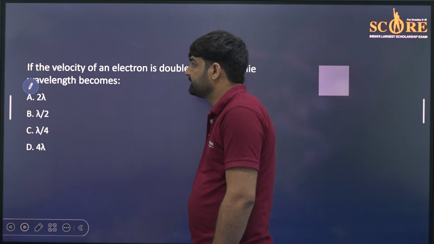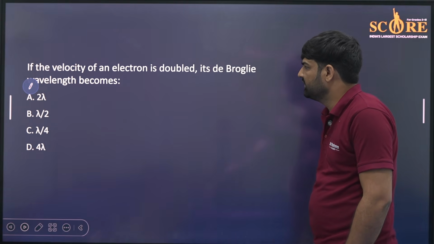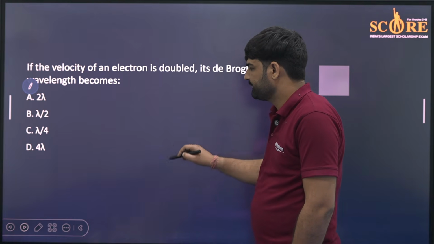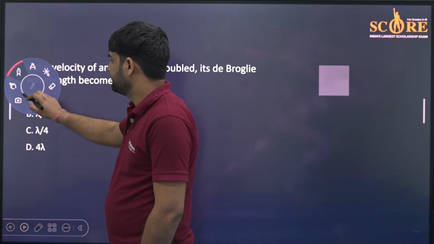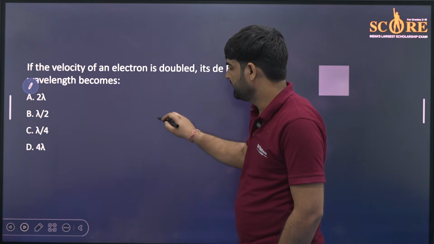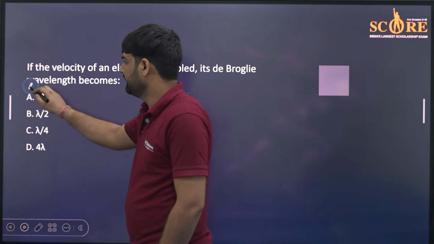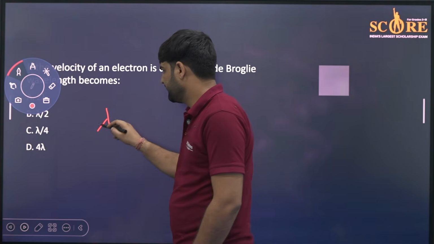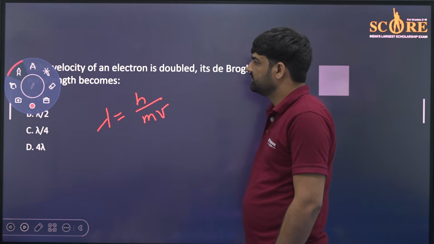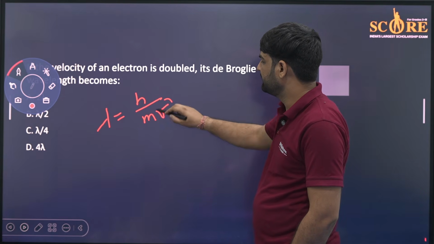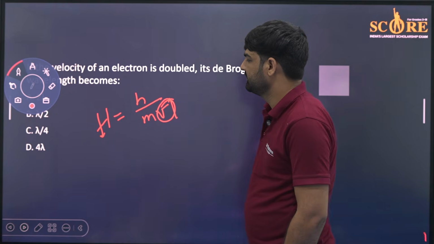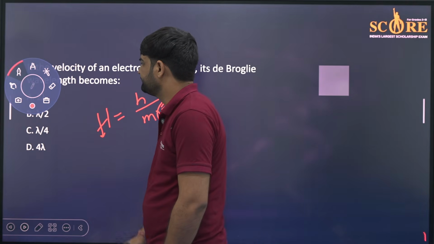Next, a simple question. Velocity of electron is doubled, its de Broglie wavelength becomes? So you know what the relation between lambda and velocity is. You can write lambda equals h upon mv. If the velocity of the electron is doubled, then lambda will be half. So your answer will be lambda by 2.